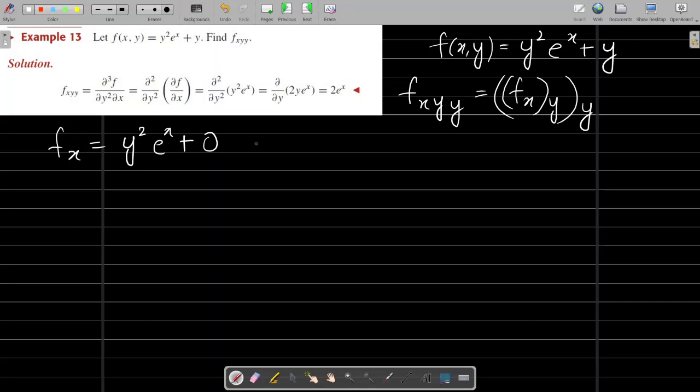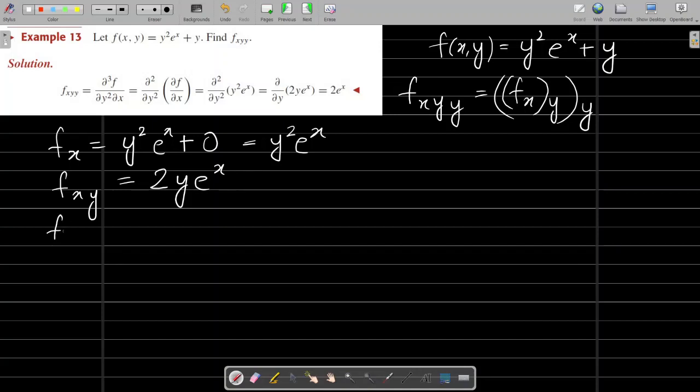∂/∂x of x is 0, so you'll just be left with y² e^x. Now this I have to partially differentiate with respect to y. So what is f_xy now? When I'm partially differentiating that with respect to y, it is ∂/∂y of y² e^x, so it is 2y e^x.